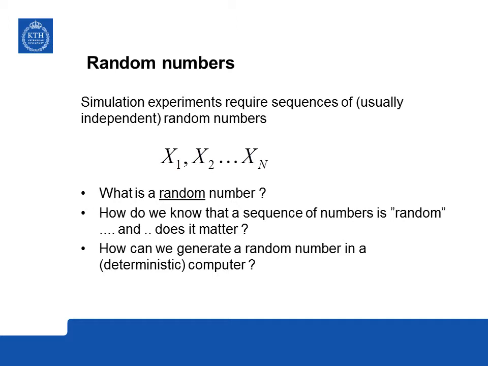The topic of today's lecture is random numbers. In our simulation experiments, we require sequences of usually independent random numbers x1, x2, up to xn. And there are a number of philosophical questions that arise. What is a random number? And how do we know that a sequence of numbers that we generate is actually random? And does it actually matter? And how can we generate a random number in a deterministic computer? These are issues we're going to start with dealing with in this lecture.